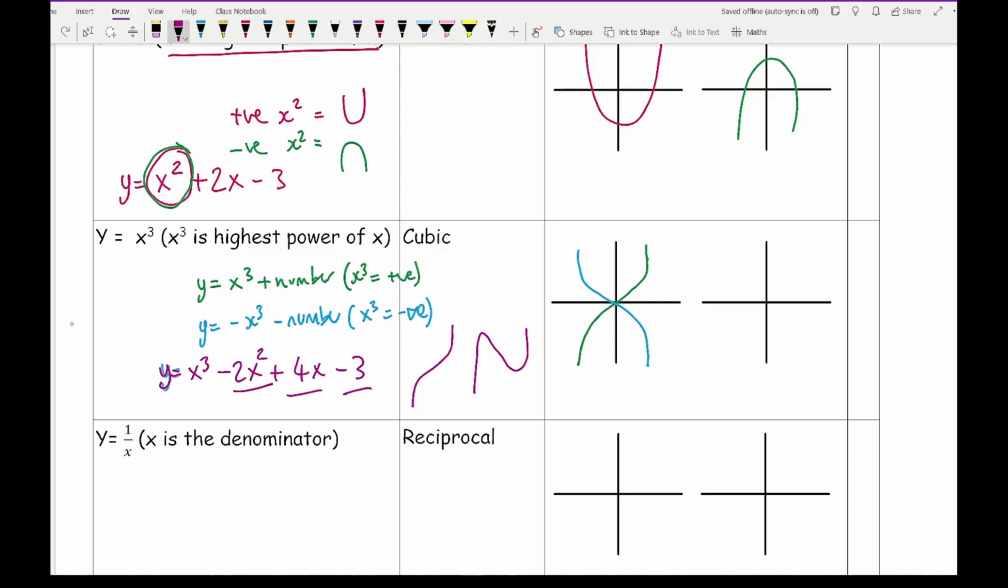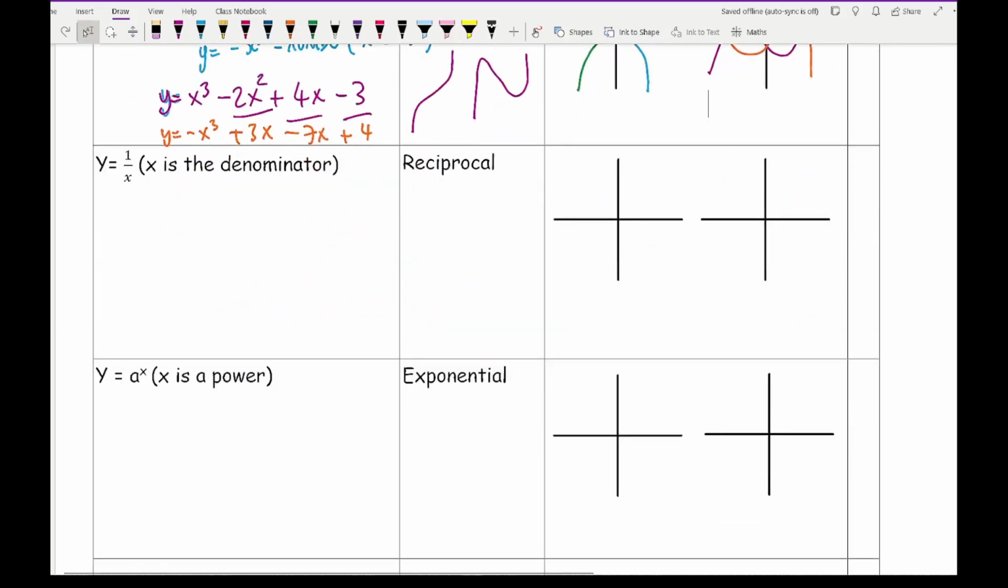So here, if we were to plot something like this, it would look something like that, where when you've got positive x cubed, it goes up and then goes down as we go from left to right. And likewise, if we had y equals negative x cubed plus 3x squared minus 7x, let's say, plus 4, then that would be the opposite direction and would look something like that. So just bear that in mind.